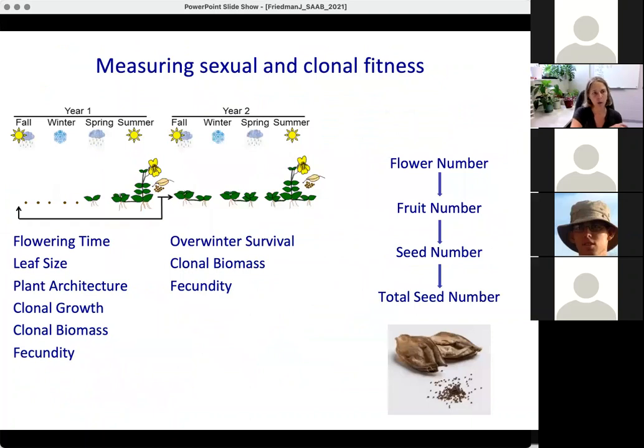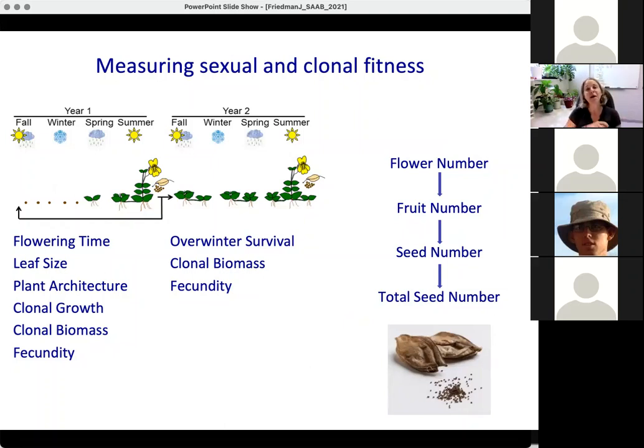So we measured a whole series of both sexual and clonal fitness. I show you all the traits here that we did for year 1 and year 2. Because Matthew is a total glutton for punishment, we also measured flower number, fruit number, seed number, and counted seeds. Mimulus guttatus seeds are tiny. They're about the size of a poppy seed. So this is an incredible amount of work.